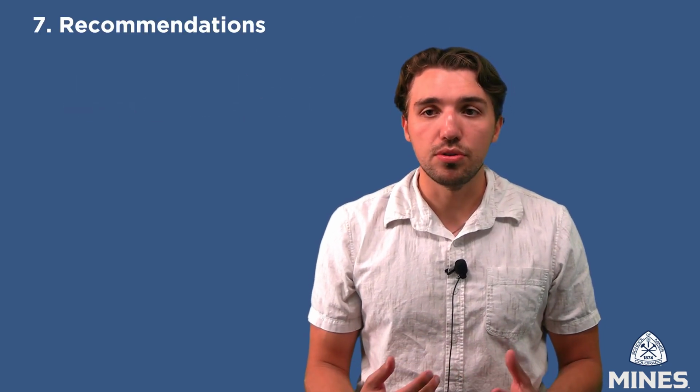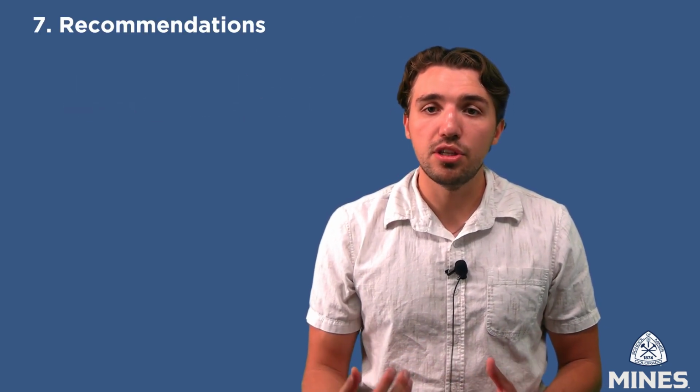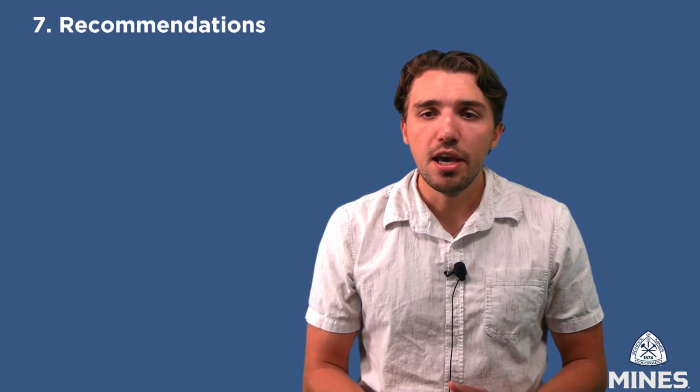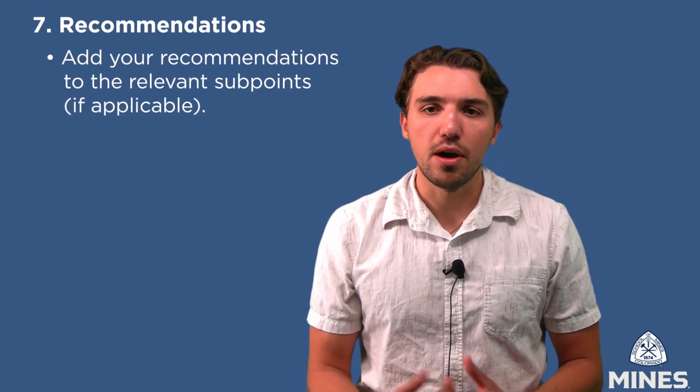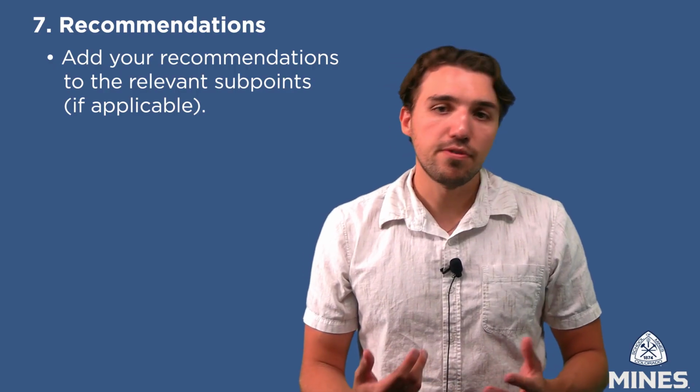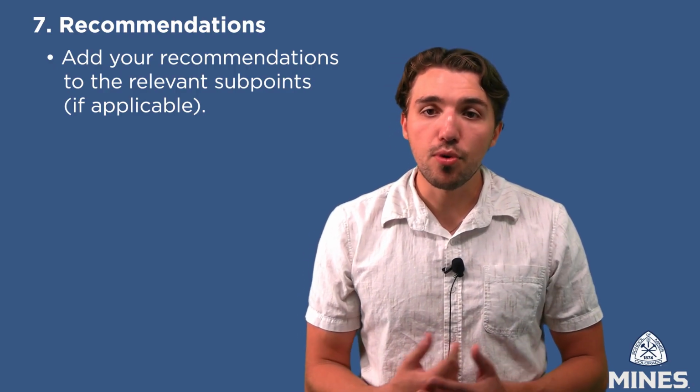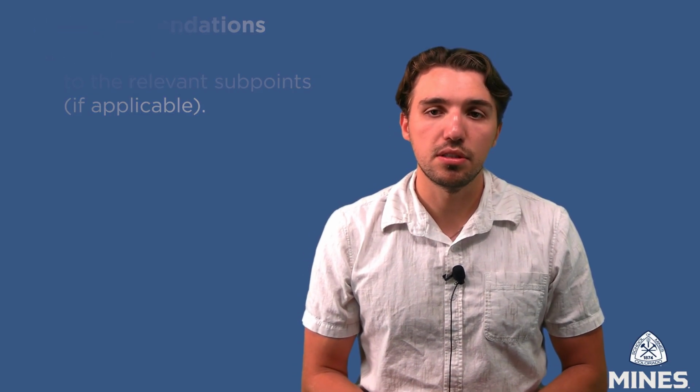Sometimes, in academic journals, it is appropriate to include recommendations as part of the discussion section. If this situation is applicable to you, then add your recommendations to the relevant subpoints. Please refer to the recommendations section OER for more information about writing recommendations. By carefully considering the elements outlined above, you can ensure that your discussion section effectively communicates the implications and importance of your work to the broader scientific community.